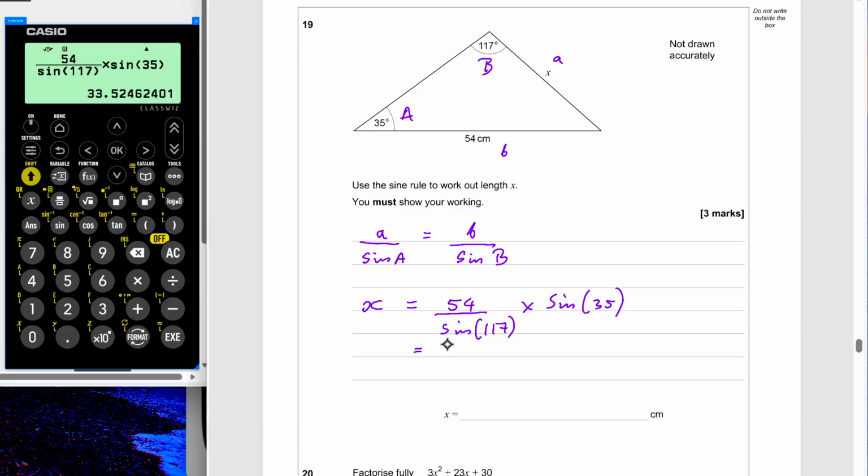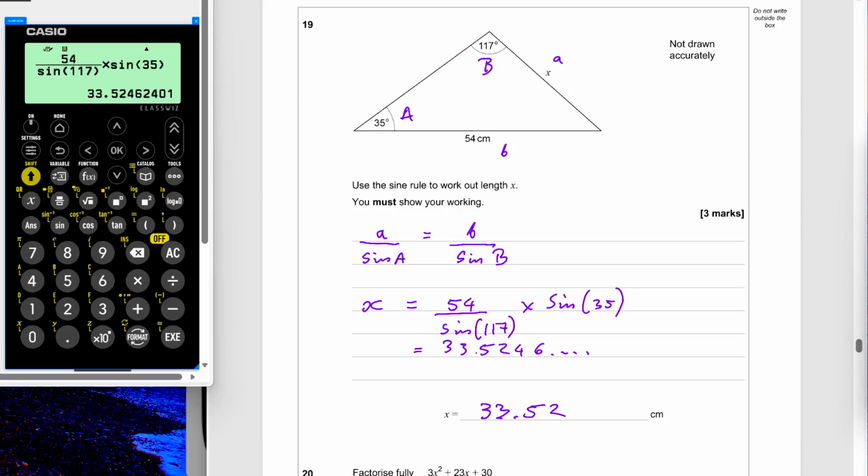So that gives us 33.5246 dot dot dot. It doesn't say a degree of accuracy. We've got 3 significant figures, so I'm going to go 4 significant figures. So 33.52. And I've just spotted, and this is a good one to check for you guys as well, my calculator is actually in radians. Can you see that little R there? And I need it in degrees.